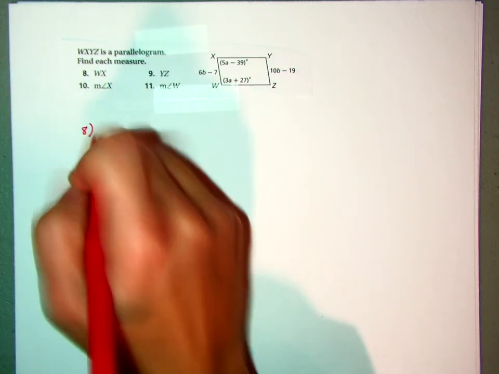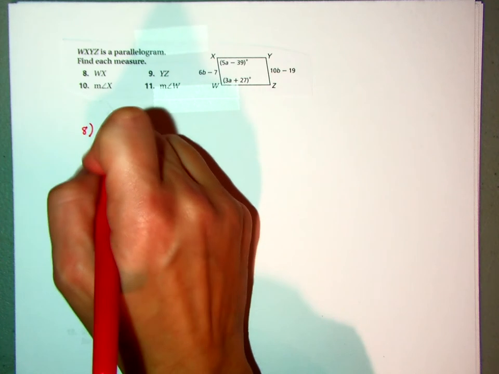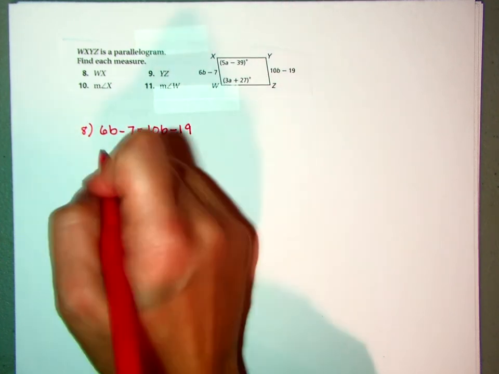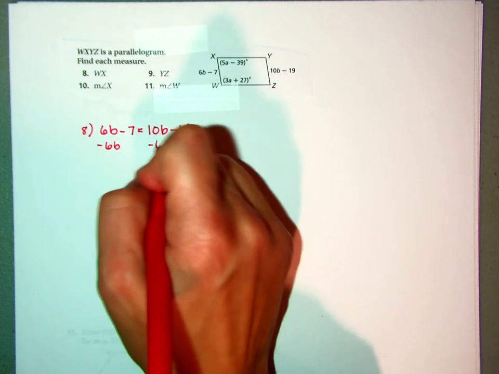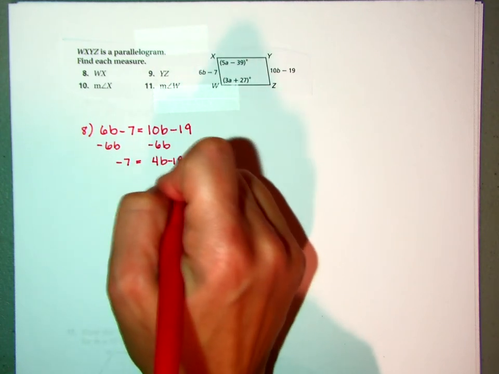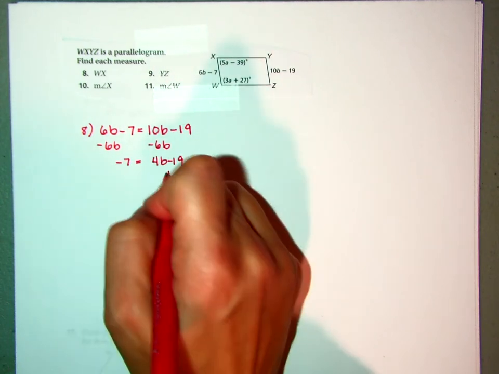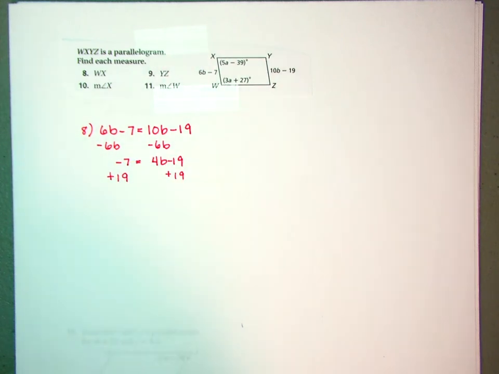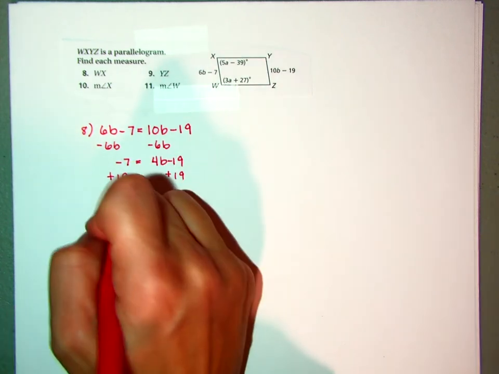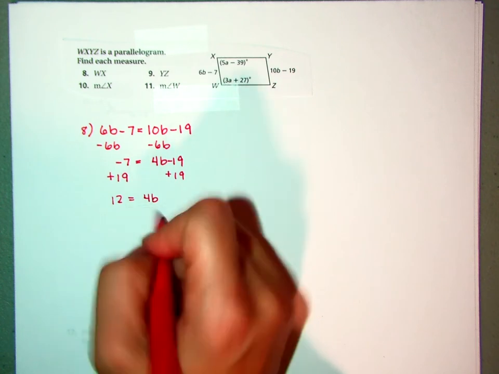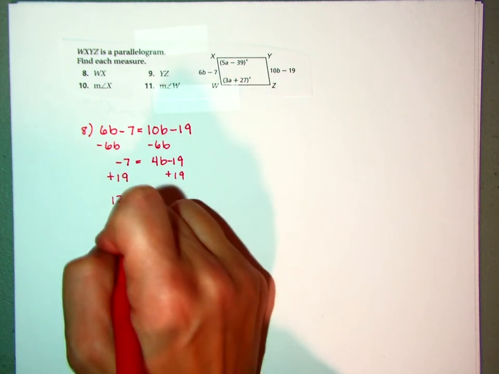So for number 8, we want to take 6b minus 7 and set it equal to 10b minus 19. So we'll subtract 6b from both sides. That leaves me with -7 equals 4b minus 19. We're going to add 19 to both sides. When we do that, we'll get 12 is equal to 4b. Then we're going to divide both sides here by 4, so b has to equal 3.